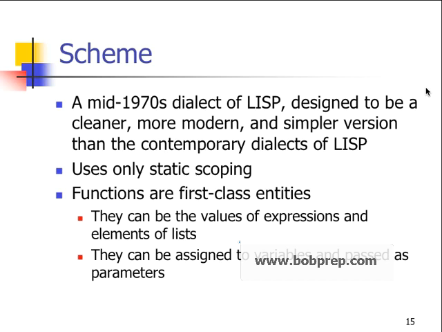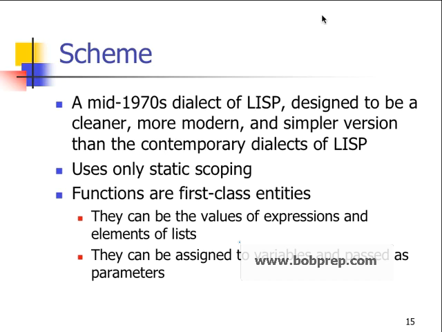So it uses static scoping. Functions are first-class entities as well, and it turned into a first functional programming language. So from a programming language concepts perspective, this is one of our first functional languages. It was like the predecessor of a lot of our current functional languages that exist. ML is an example. MATLAB is another example of functional languages.